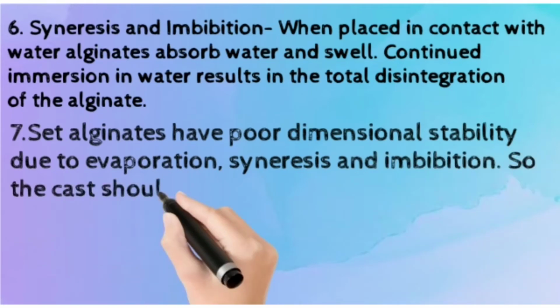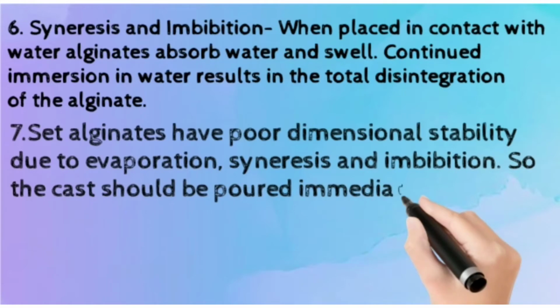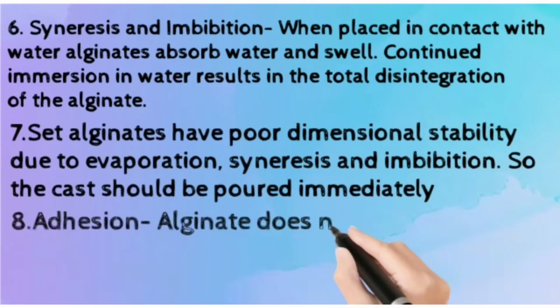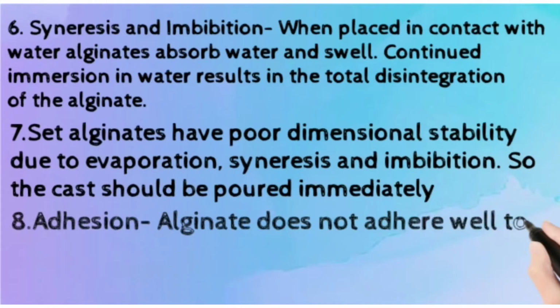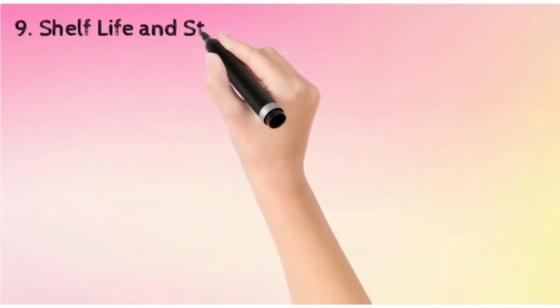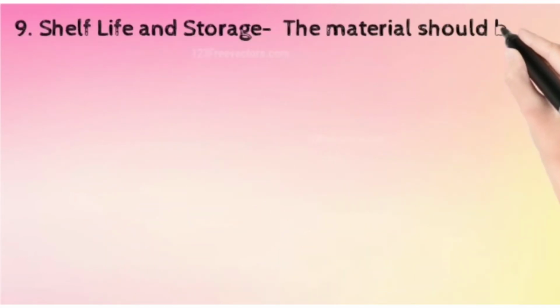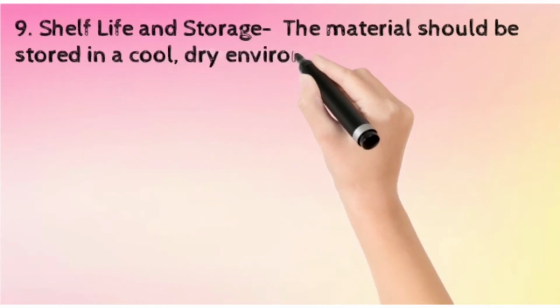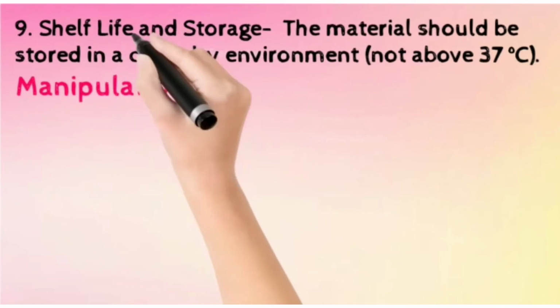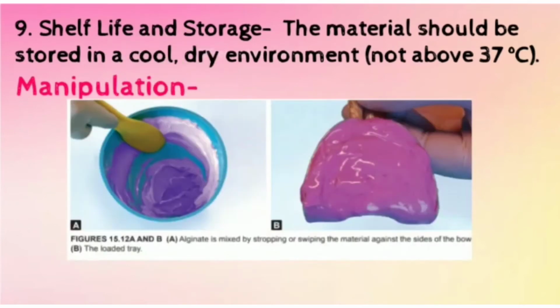Then when I talk about adhesion, alginate does not adhere well to the tray. Shelf life: the material should be stored in a cool and dry place, not above 37 degrees Celsius. Then we talk about the manipulation. Here you can see, we are going to mix it properly until it becomes smooth and creamy with a minimum number of voids.